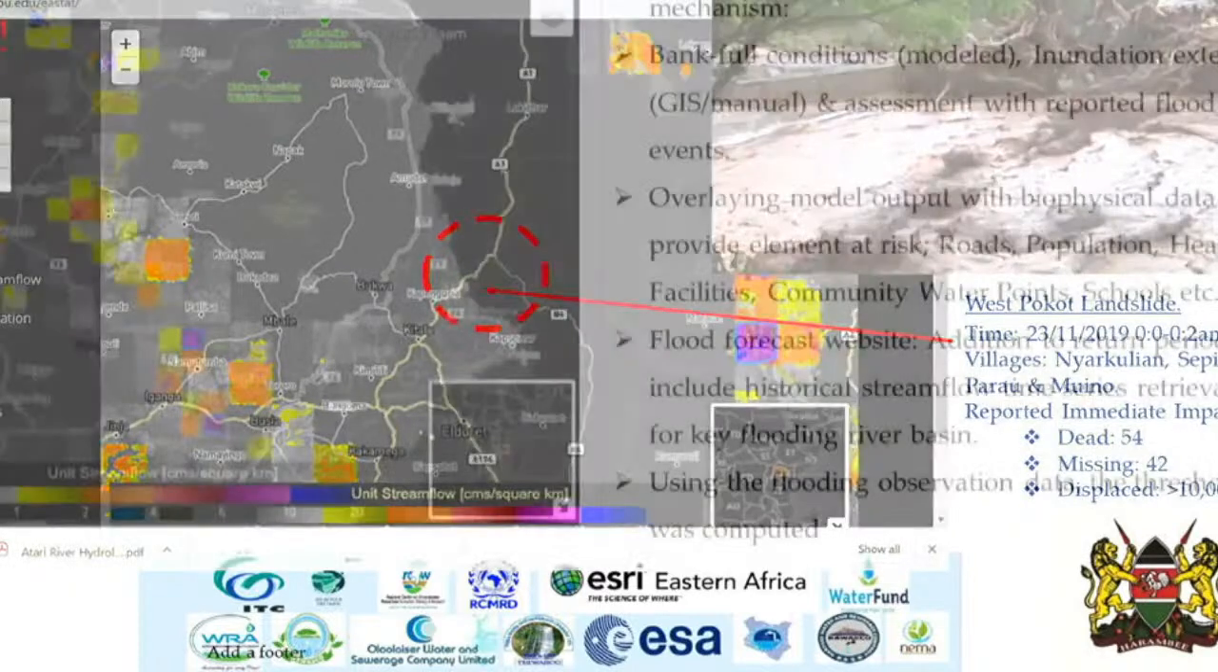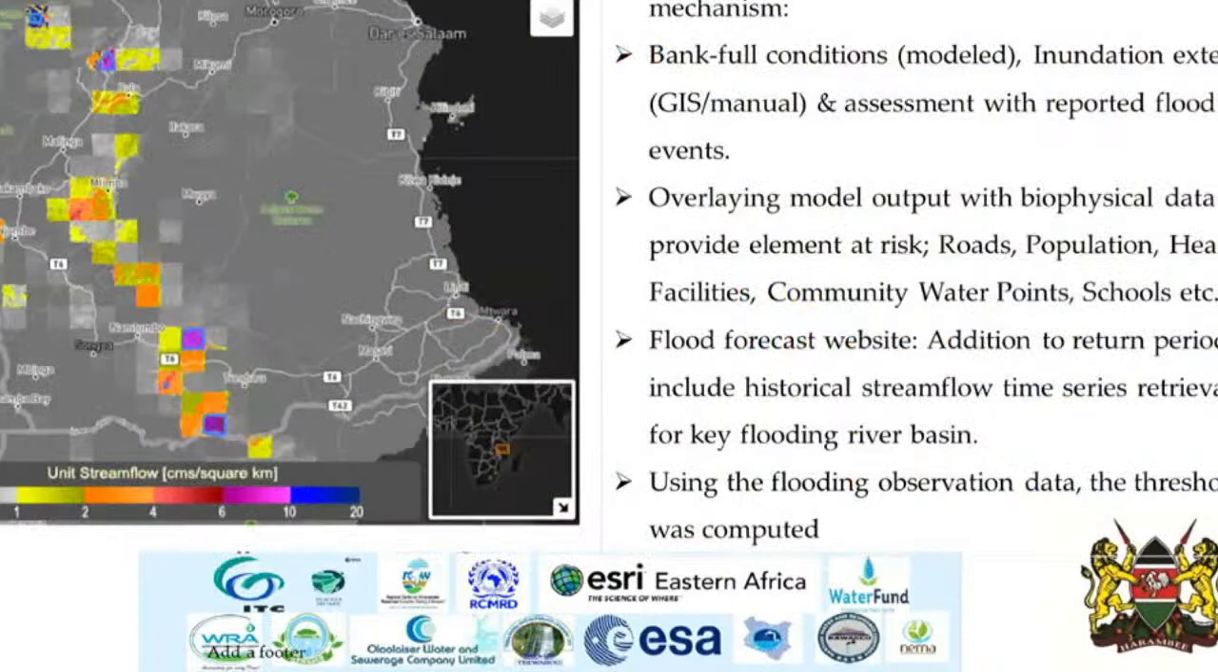Next. So in West Pokot, there are villages that were impacted, and we look at how this happened in terms of time.